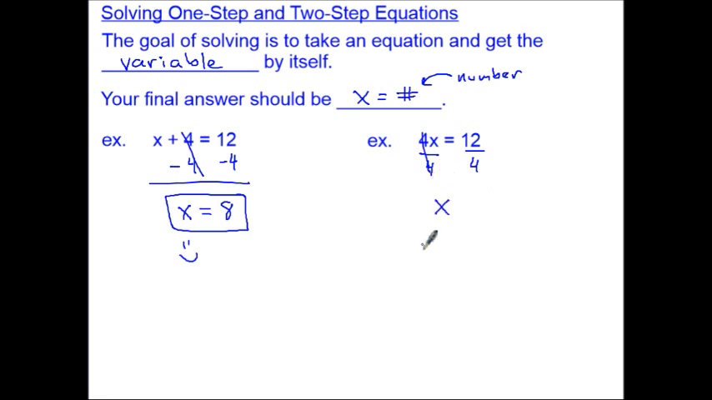Remember, there's really a 1 in front of that x, but most of the time we don't bother to write that. Alright, now 12 divided by 4, of course, is a 3. And again, the x is by itself, so now I'm happy.